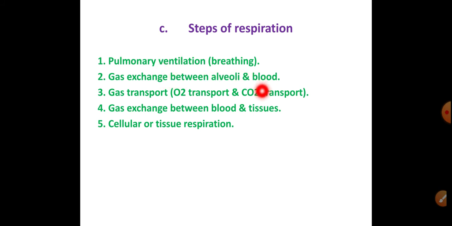Then gas exchange between alveoli and blood, the gas exchange that happens between alveoli and blood. Then gas transport, how the oxygen and carbon dioxide will transport through the air passages. Then how the gas will exchange between the blood and the tissues. One is how it will exchange between the alveoli and the blood, and then blood and the tissues. When we say alveoli and the blood, the oxygen in the alveoli has to go to the blood, and the carbon dioxide in it has to come here. Same thing in the tissues, tissues will be having carbon dioxide that has to go to the blood here. And cellular or tissue respiration, how that oxygen will reach each and every cell and tissue. So these are the different steps. In your syllabus they have told you in detail only about pulmonary ventilation.